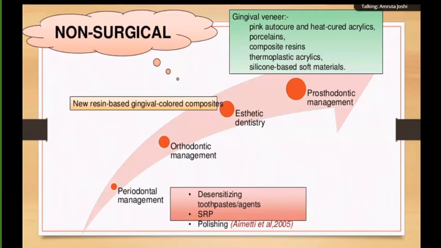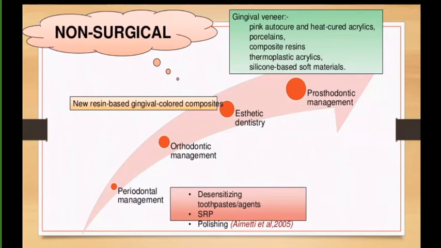Non-surgical are simple techniques such as using resins. It is nothing but gingival veneer, we call them. We also call them pink ceramics, pink porcelains, pink composites. These are available. You can just use them with the prosthetic component of the tooth, and you can give a gingiva-like appearance to the crown.